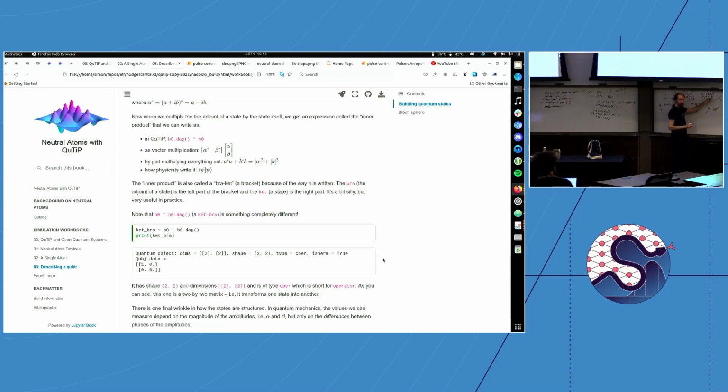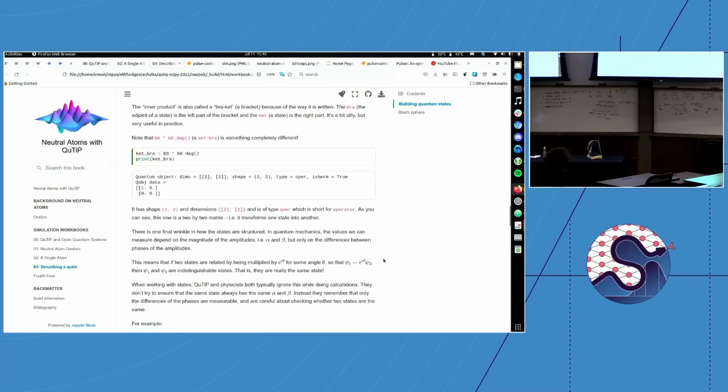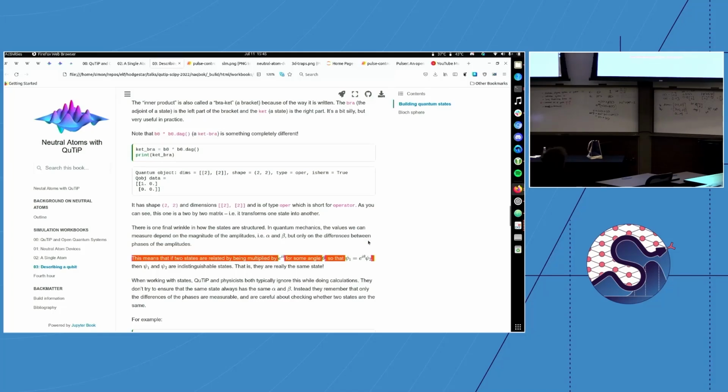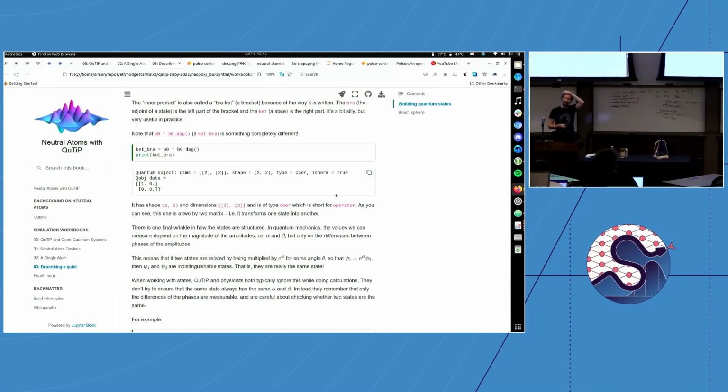So it's 1 times this row, so it's 1, 0, and then 0 times this row, so that's 0, 0. So that's 1 times 1, 0, and 0 times 1, 0. Okay, and you can do that in QuTiP quickly, and it will do it for you. You get this operator here. What does it actually do is a question, so how do you read these expressions?